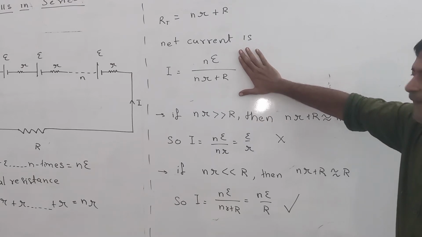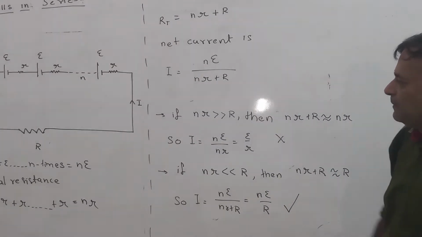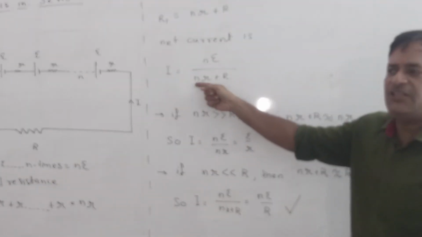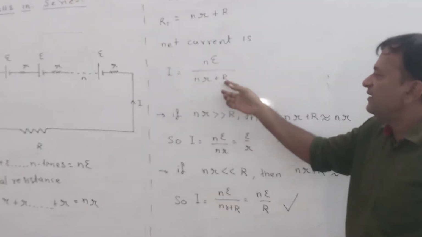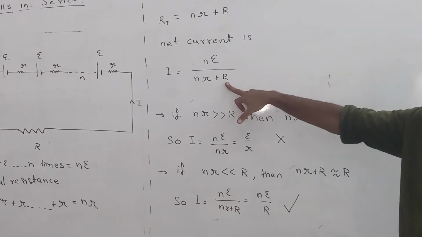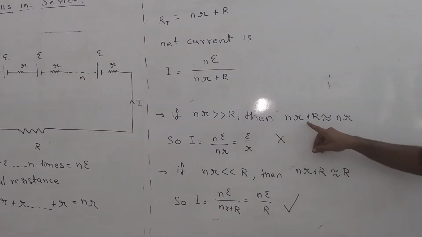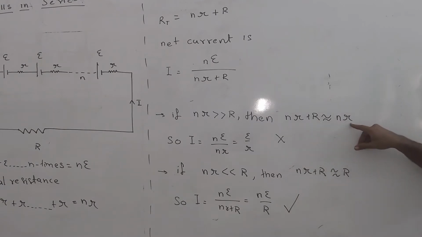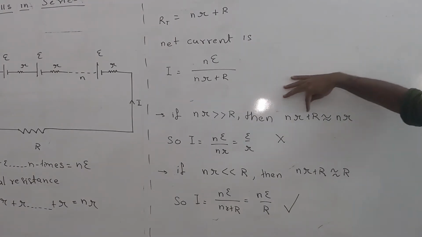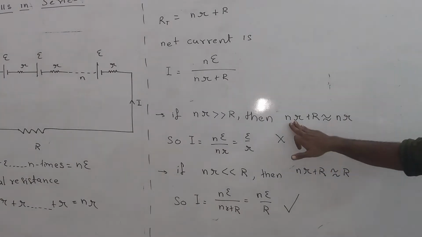Now two conditions we will apply in this formula. First one, if nr is much greater than R, this term is very large, say in hundreds, and this is in ones. So this is going to be very large, this is going to be very small. Approximately, we can say that nr plus R is nearly equal to nr.